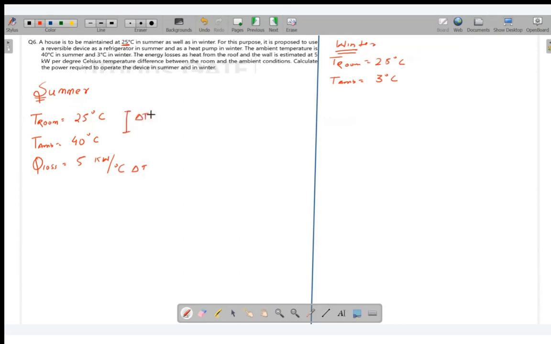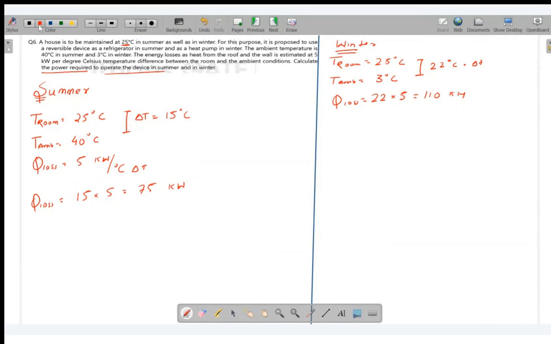So what is the delta T here? Delta T here is 15, right? So Q loss is equal to 15 into 5, that is 75 kilowatt. Okay. Similarly, here Q loss is, delta T is 22. So 22 into 5 will be how much? 110 kilowatt. Okay, now calculate the power required to operate the device in summer and winter.